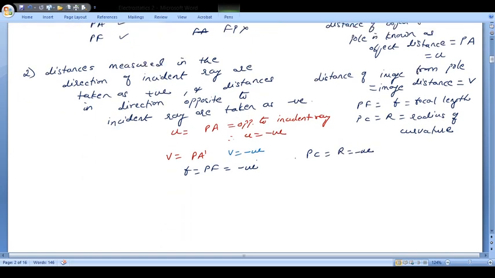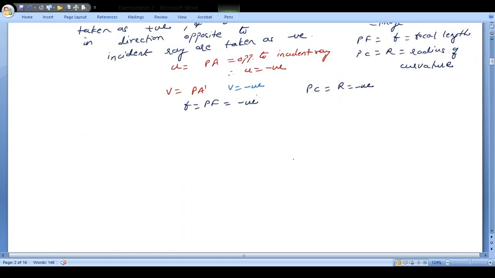Just giving you a feel, let us do it for convex mirror. Suppose this is the convex mirror. Now we are going to put the sign conventions. I say the object is here, this is AB, and the image is formed here somewhere. This is A dash, B dash, this is P, this is F, and this is C. Now in this case, let's try to do it.